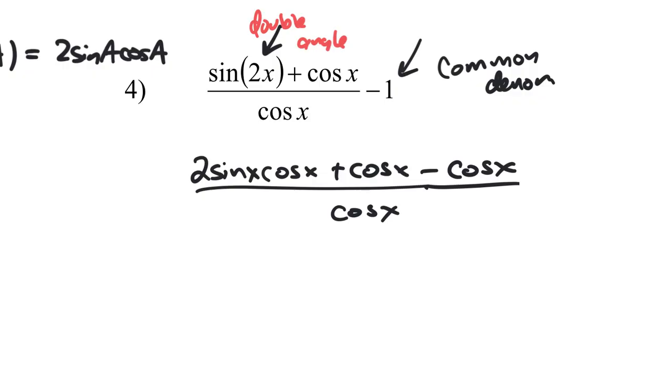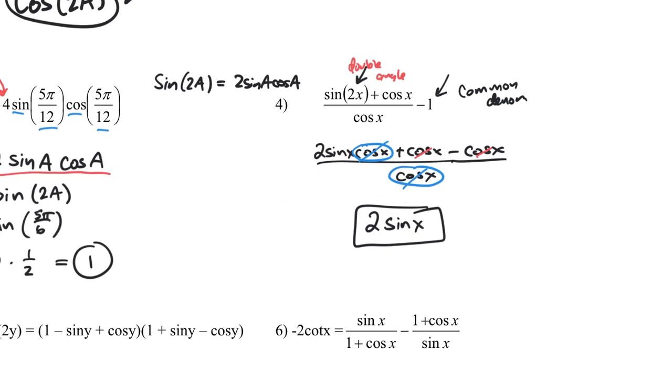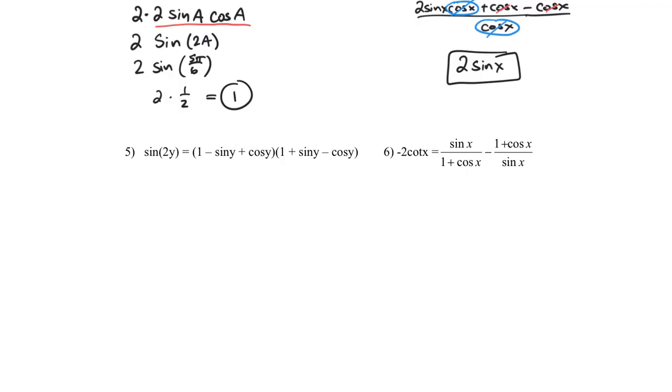And now I can see there's going to be some simplifying here. I can see that these will cancel, as there's one positive and one negative. And then I have cosine x divided by cosine x. Well, they will also cancel. So when this is all said and done, our simplest form will be 2 sine x. All right, one more problem on page 1. Oh, excuse me, there are 2.